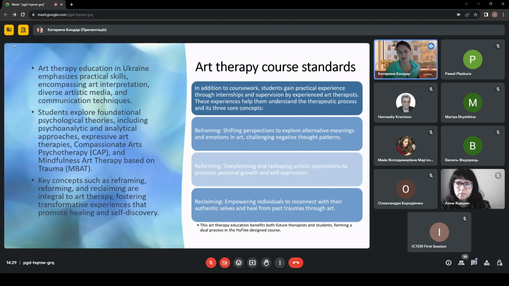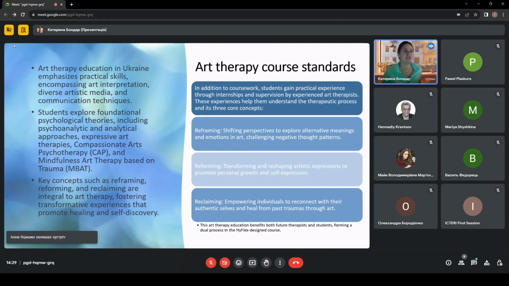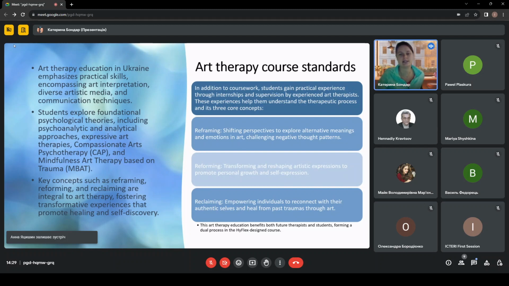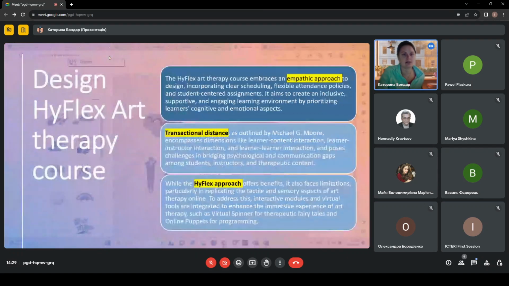And reclaiming is empowering individuals to reconnect with their authentic selves. It's like a self project for students, and usually it's their home assignment. If you want, you can read more in our article. I'll skip this slide and mention that we focused our course design on 3 ideas.